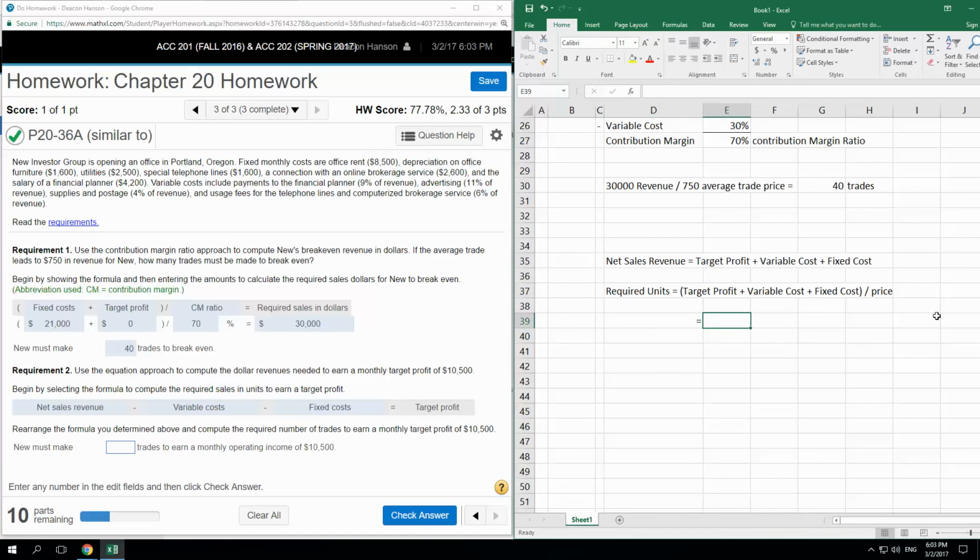So what is our target profit? 10,500 plus variable cost.